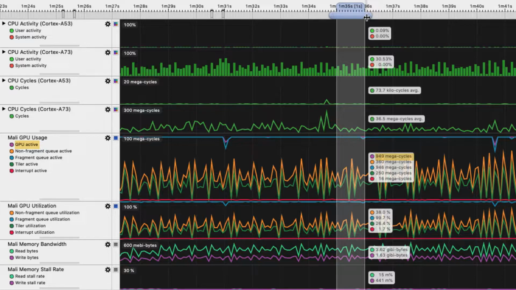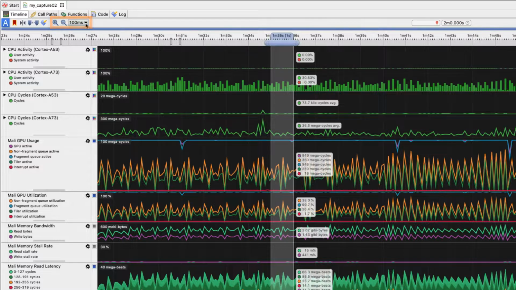We know that the application is GPU bound, and we can see that here, where the GPU is active at the maximum frequency. GPU bound sections look like flat lines where there is no idle time. GPU active cycles is approximately equal to the fragment work queue, showing that the fragment activity is the heaviest workload.